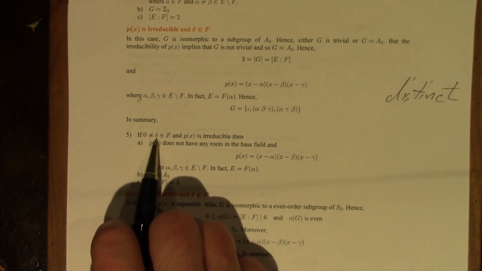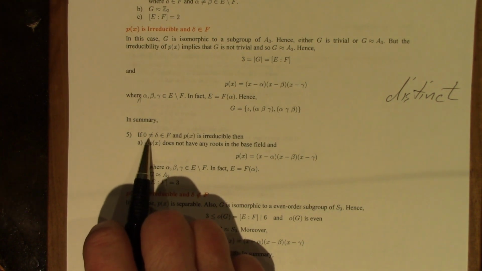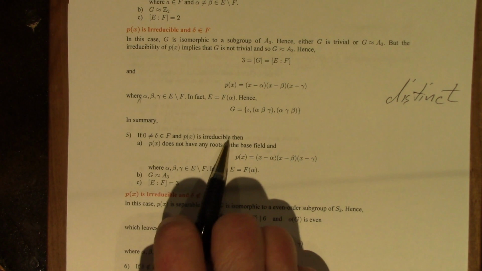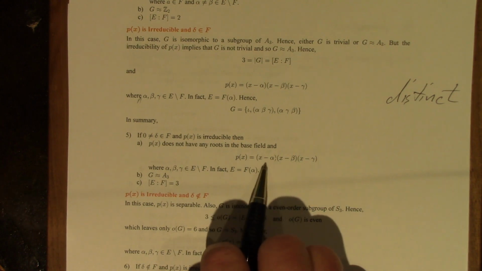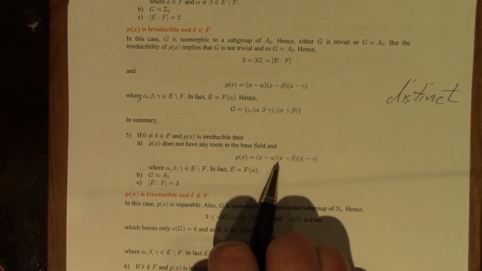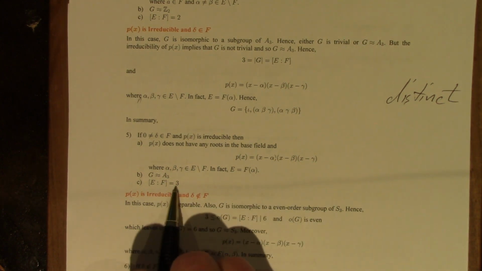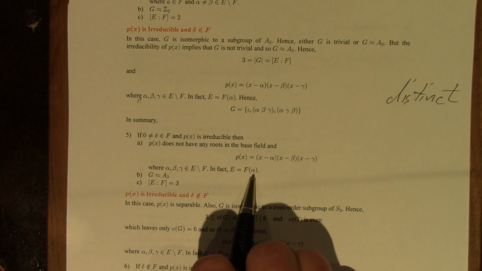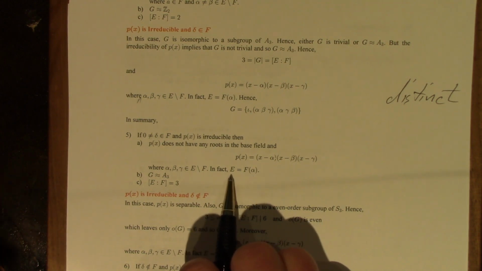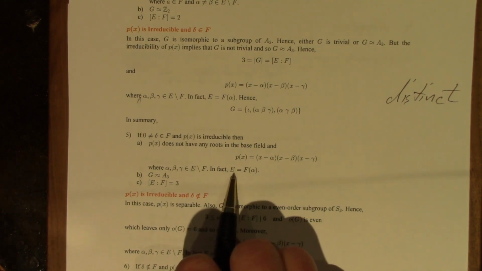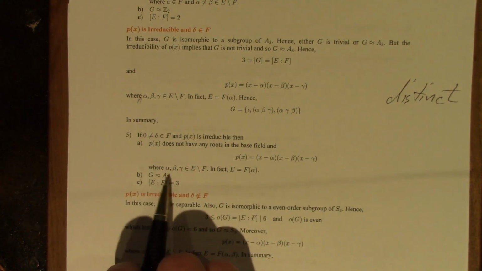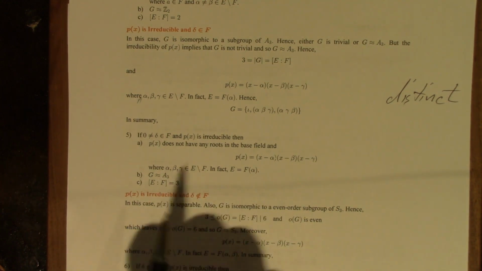In this case, delta is in F, but not 0, because capital delta is not 0. P of x is irreducible. Then it has no roots in the base field. But it has degree 3, so if we adjoin a single root, this will be the minimal polynomial of that root. And so that's why once we adjoin alpha, we have F with alpha adjoined of degree 3 over F, and therefore it's equal to the splitting field. Okay. G is isomorphic to A3, and the degree of E over F is 3.